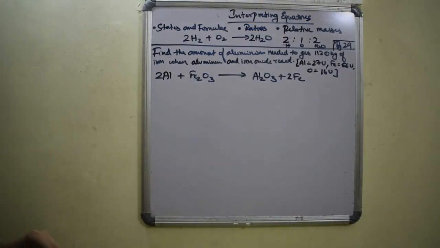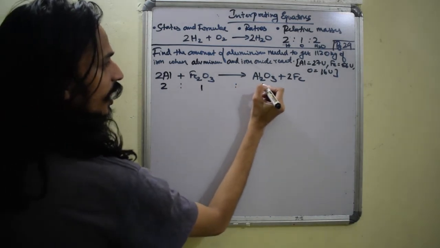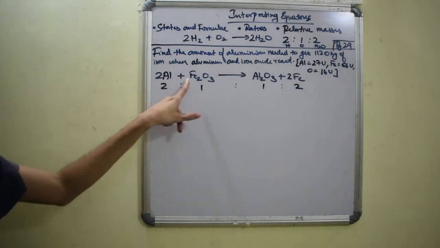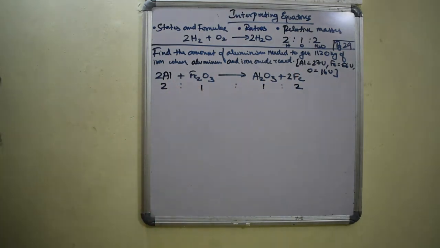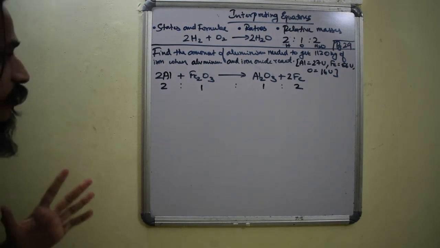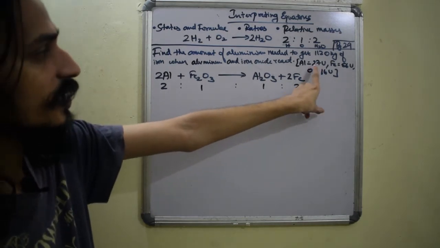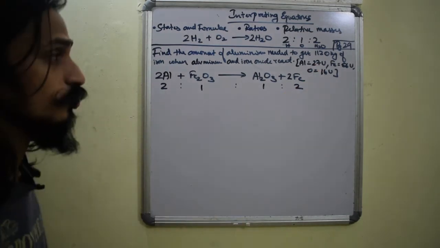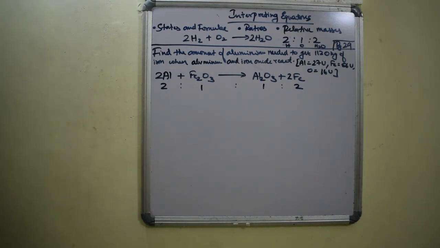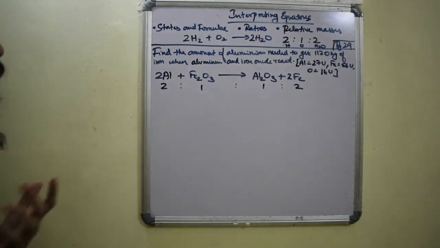So now the ratio over here has become 2:1 and 1:2, right? 2, 1, 1 and 2. Okay, so how this converts is, if you notice, there is some information given to me here. Aluminum equals 27 U. U is nothing but atomic mass unit. It tells me how much one atom of aluminum is going to weigh.